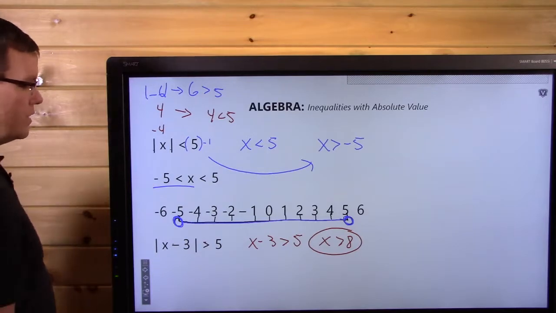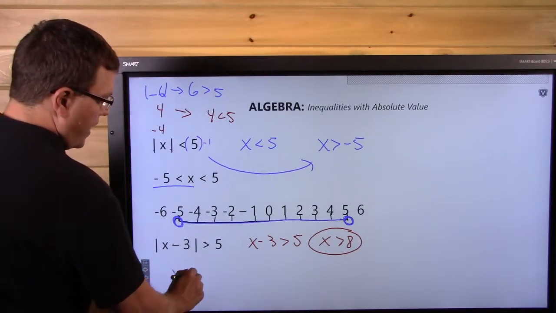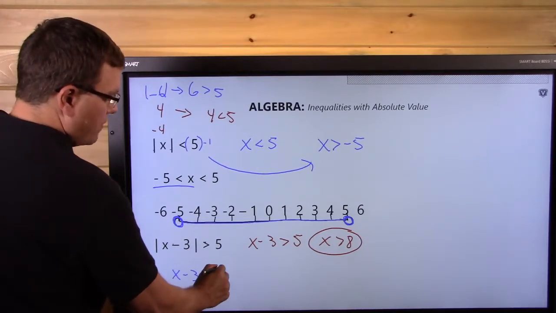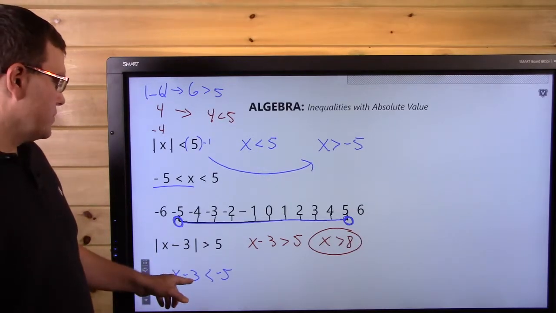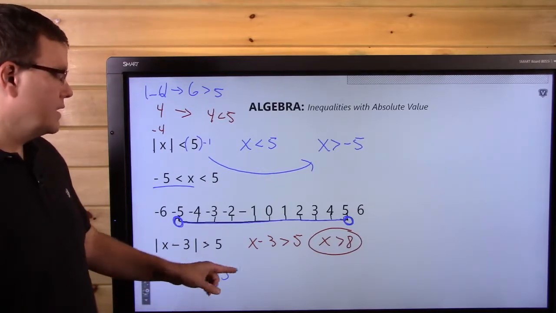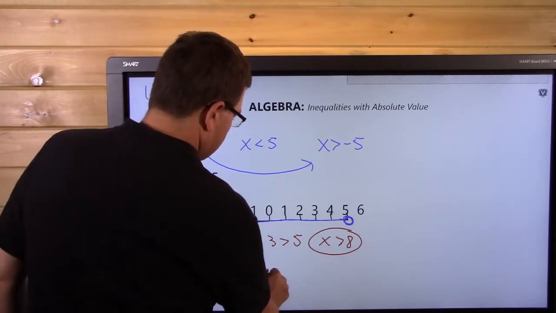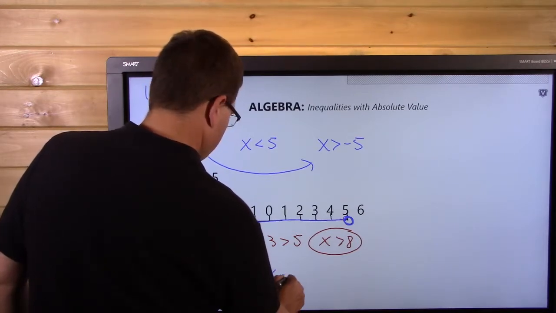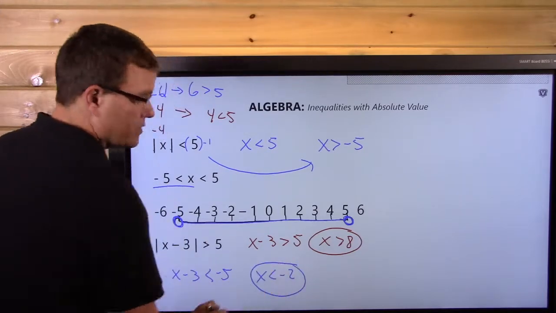The second thing you do is you drop the absolute value. So you have x minus 3. You reverse the inequality, and you multiply everything on the other side by a negative. So now we say x minus 3 is less than negative 5. So go ahead and add 3. We say x is less than negative 2. That's our other answer. And you can check it out.